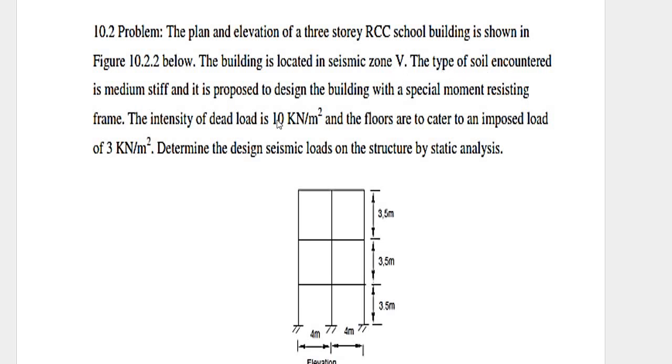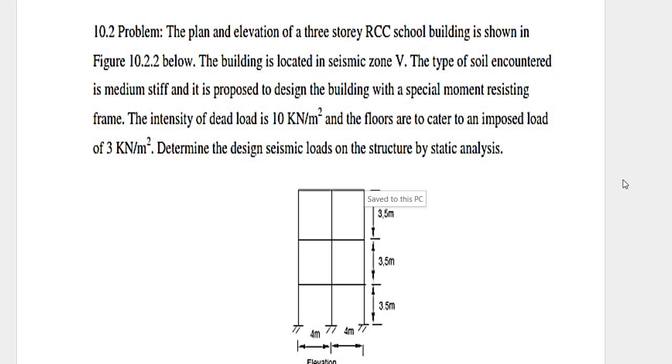The type of soil encountered is medium stiff, and it is proposed to design the building with a special moment resisting frame. The intensity of dead load is 10 kilonewton per meter square, and the floor are to cater to an imposed load of 3 kilonewton per meter square. Determine the design seismic load on the structure by static analysis.